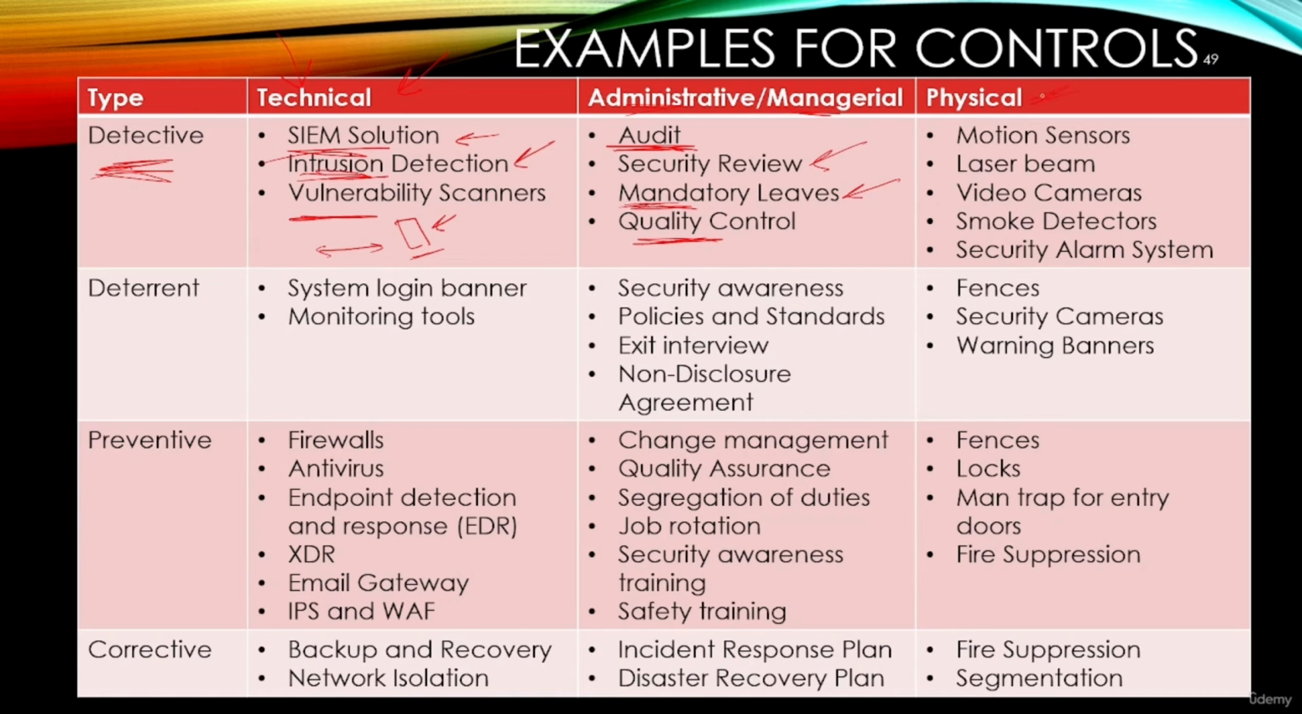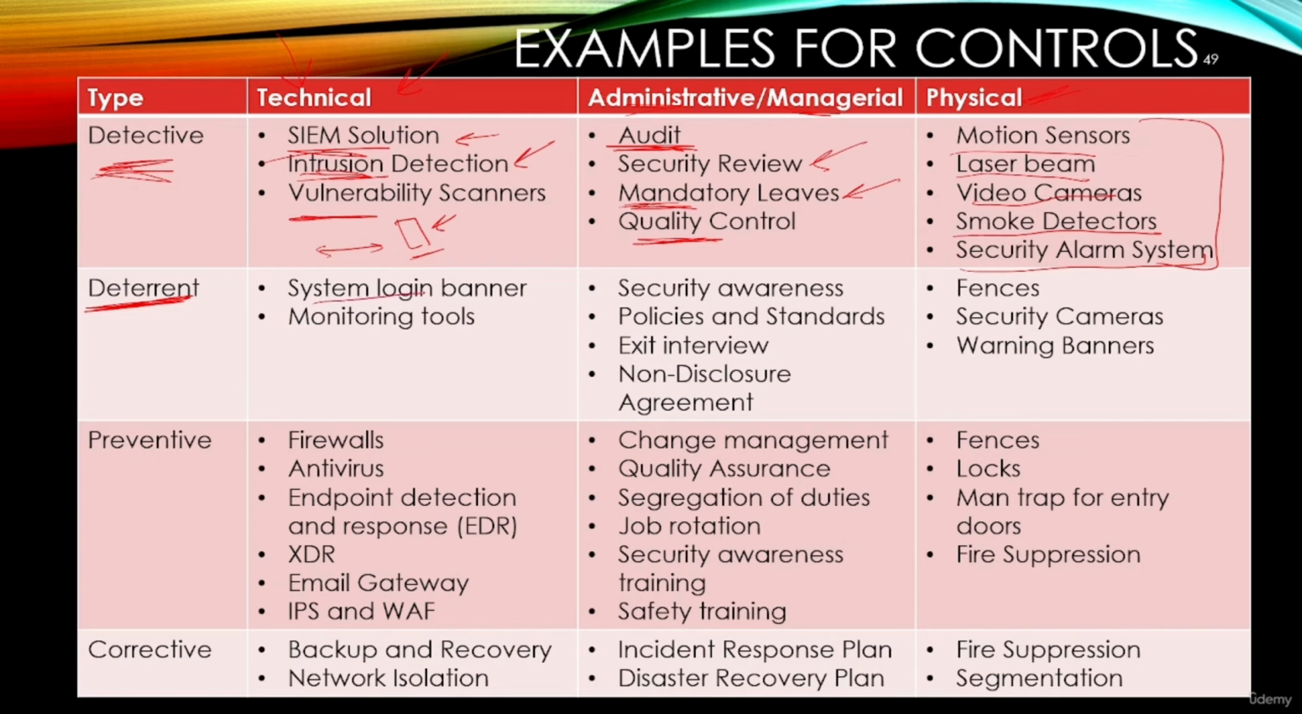Regarding the physical type, we have motion sensors, laser beams which can detect motion, video cameras, smoke detectors, and the security alarm system. All of it can be categorized as physical security controls. For the deterrent type, or the function of deterring the attack, we also have technical, administrative, and physical.